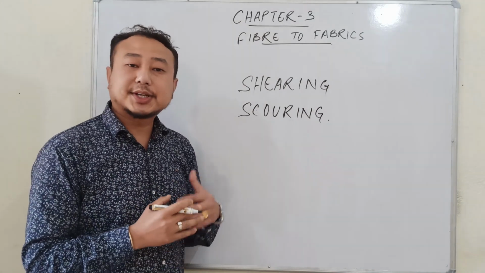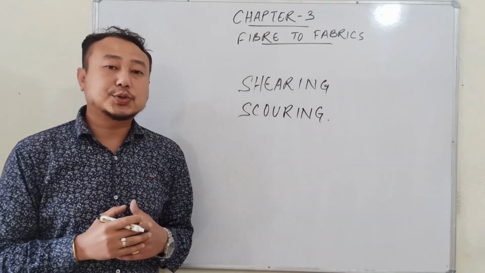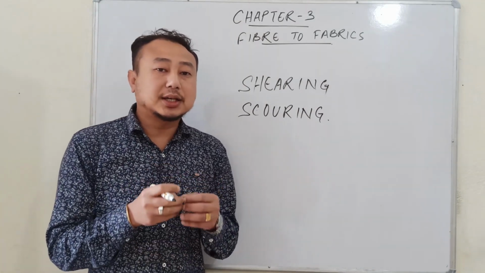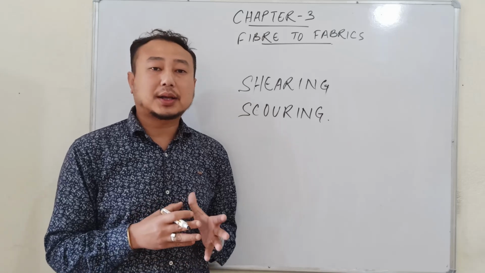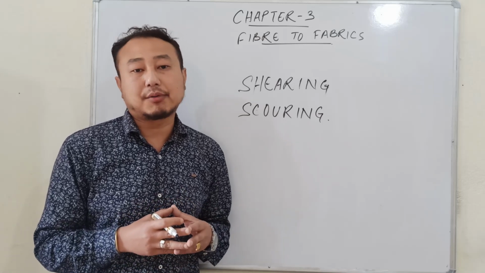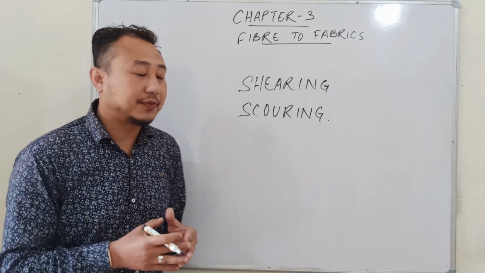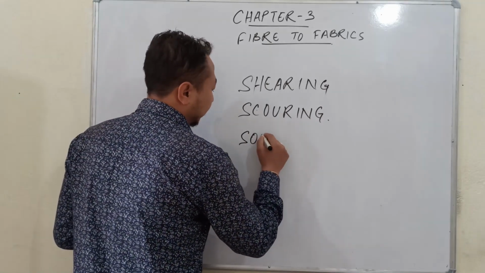The second step is scouring. In this process, the dust particles, the dirt particles and the grease particles that are present on the wool are removed. The third step is known as sorting.